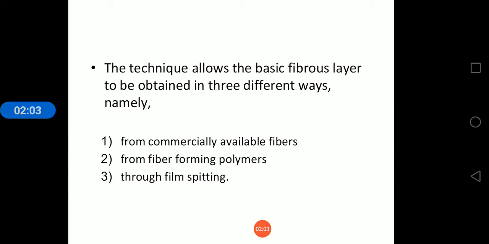The technique allows the basic fibrous layers to be obtained in three different ways: from commercially available fibers, from fiber forming polymers, and through film splitting.